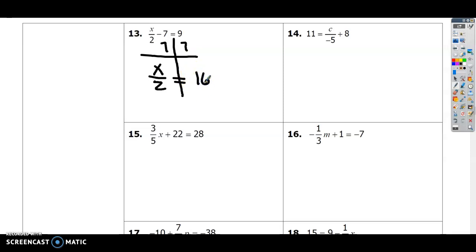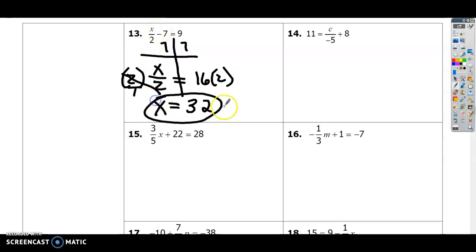So we are going to have 16. And then we have to get rid of the division. So the opposite of division is multiply. I'm going to multiply both sides by 2. So that cancels because that's like over 1. So the 2's cancel. X equals 32. Again, you want to check it. 32 divided by 2 is 16. 16 minus 7 is 9. So that one checks out.